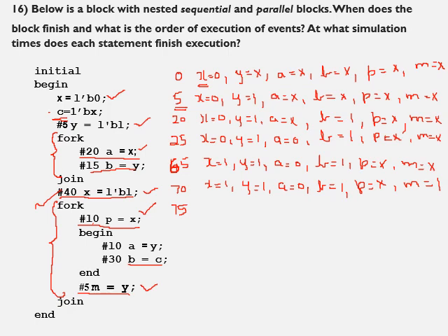At 75 I am telling P equal to X. So X is 1. Other things I will just copy the same thing. So P equal to X means P will be assigned 1. M equal to 1. Okay. Next simulation time will be 75 plus 10.